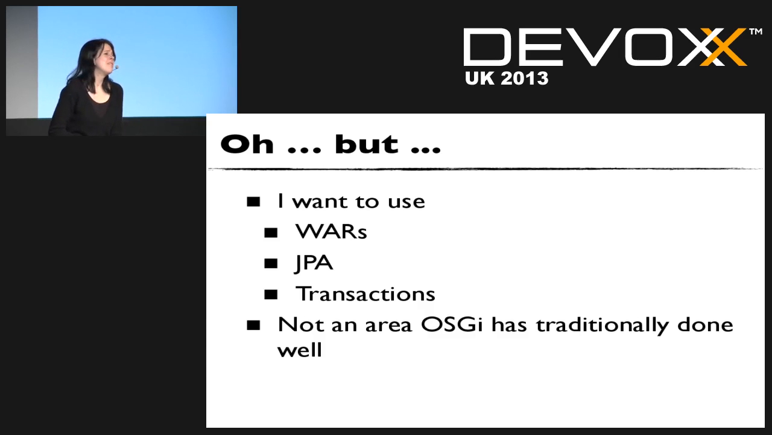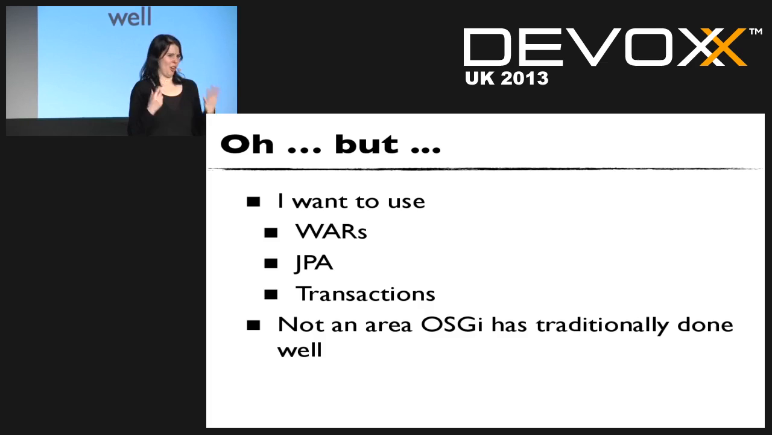Well, OSGi works really, really well if you're writing a BMW 5 Series, or if you're writing an application server, or if you're writing an IDE. For those of us who aren't writing IDEs to embed in our cars or application servers, we maybe want to use things like wars, JPA, transactions. This traditionally isn't OSGi's strong point, shall we say. It's not what it was designed for.